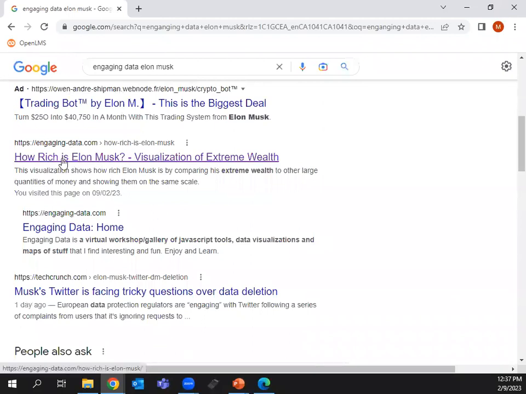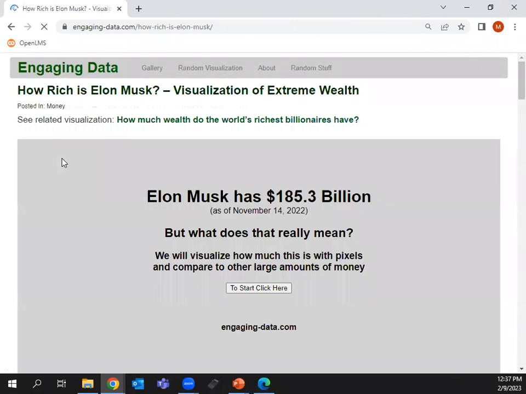How rich is Elon Musk? So if you click on that, you should end up at something like this. Just go to Google, just put in engaging data. Yeah, just go to that. Engaging data.